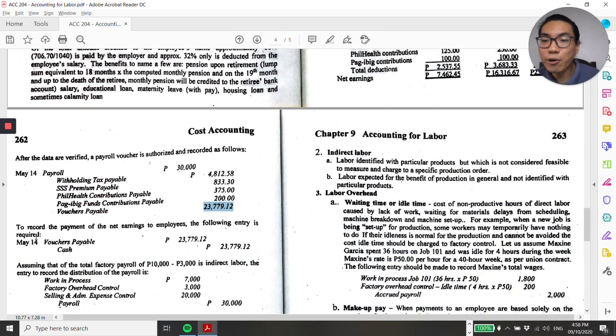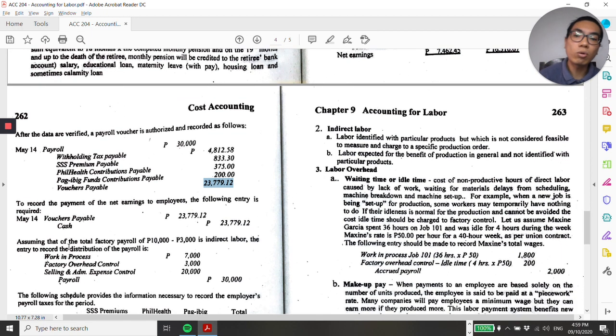And then, to record the payment of the net earnings of the employee. So technically, we need to issue out cash. We need to have a disbursement related to the payroll. That's why we have a recording of a debit to vouchers payable and credit to cash.